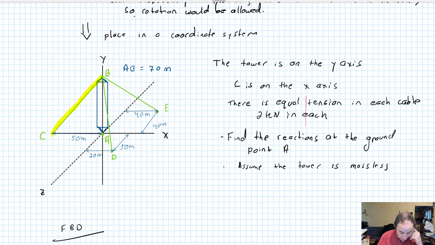The dimensions are on here. The 20 meters here that I'm highlighting is the x distance in the xz plane from the z-axis to the point D. The 50 meters is from the x-axis to point D. 40 meters here along the z-axis to point E, and 40 meters here parallel to the x-axis from point E to the z-axis.